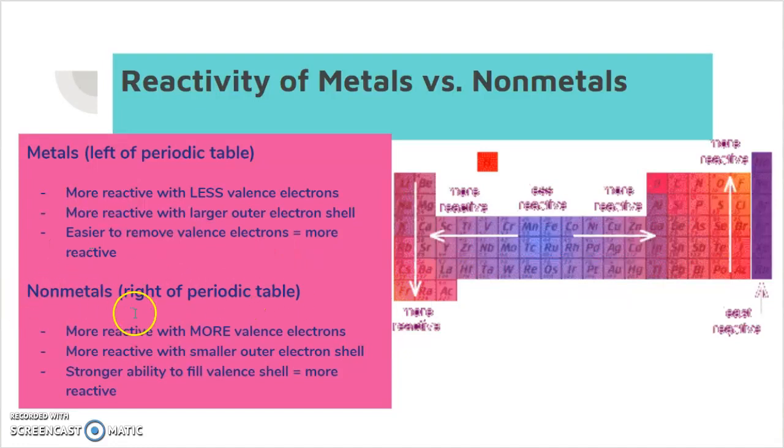Now the opposite trend is true with our nonmetals, just like we talked about in the beginning. The more reactive nonmetals are to the top right. And this is because they have more valence electrons, so they're closer to getting to 8, so the desire to get that last electron is even stronger. They're more reactive because they have a smaller shell of electrons, so that means that the nucleus is really close to the outer shell, and so that nucleus can attract electrons from outside atoms much easier. And since it's got the stronger ability to fill its valence shell, that makes it more reactive.